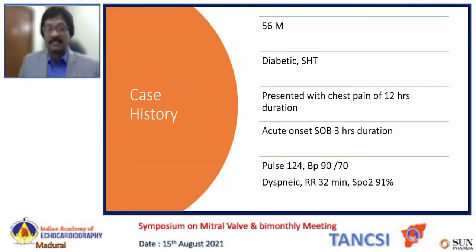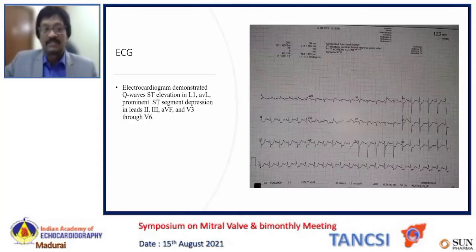You can see from my slide that the case history of the patient is a 56-year-old male, diabetic, hypertensive. He presented to us with chest pain of 12 hours duration and acute onset breathlessness of 3 hours duration. He was tachypneic and very dyspneic and having pulmonary edema, saturation around 90, pulse 120, and blood pressure on the lower side. He was started on minor probes and nasal oxygen, non-invasive ventilation.